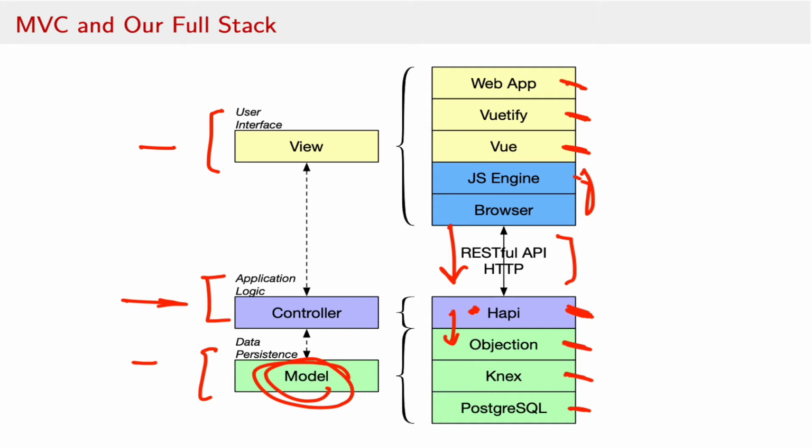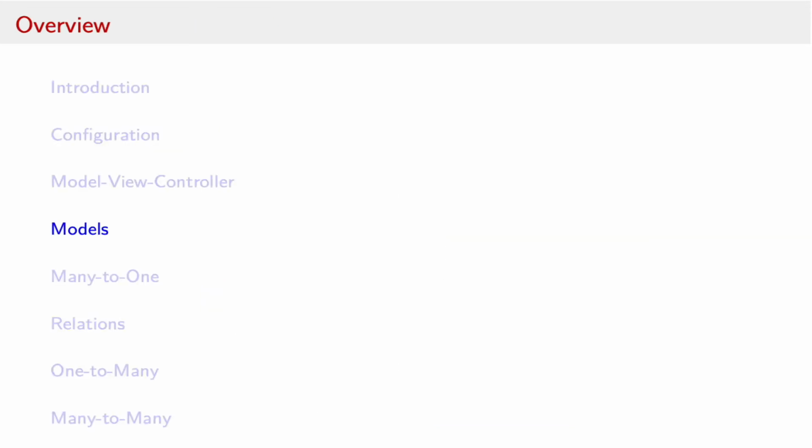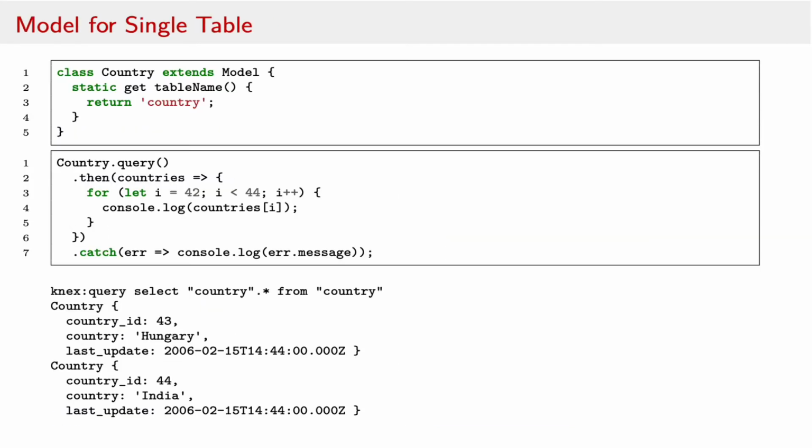So the objection package itself uses that terminology to refer to classes that capture the structure of the underlying database. But I want you to be aware of the broader context in which that term is used. Turning our attention then to models within objection, let's take a look at a super simple model. This first little snippet of code up here is an example of an objection model.